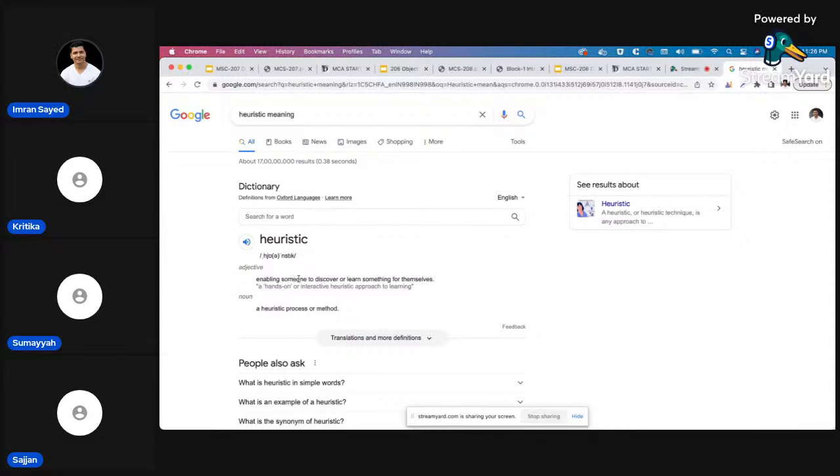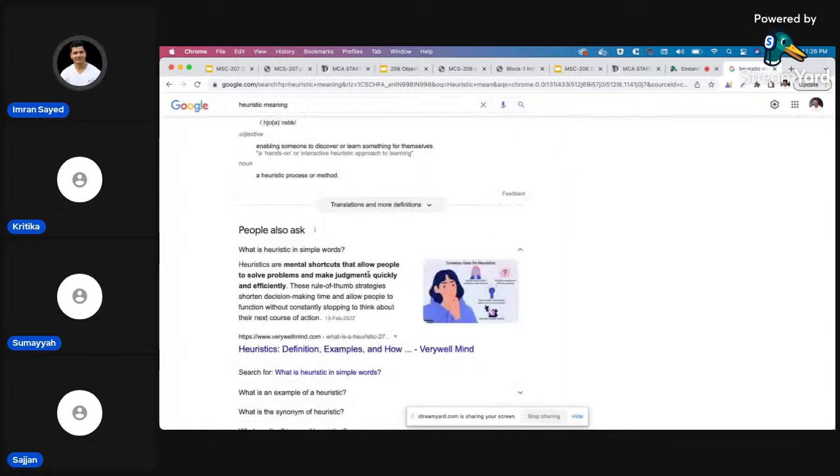Heuristic approach, I've heard that statement. Enabling someone to discover or learn something for themselves. A hands-on, interactive heuristic approach to learning. Enable someone to discover or learn something for themselves. What is heuristic? Mental shortcuts that allow people to solve problems and make judgments quickly and efficiently.